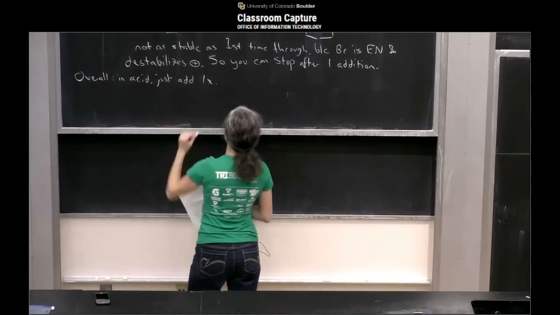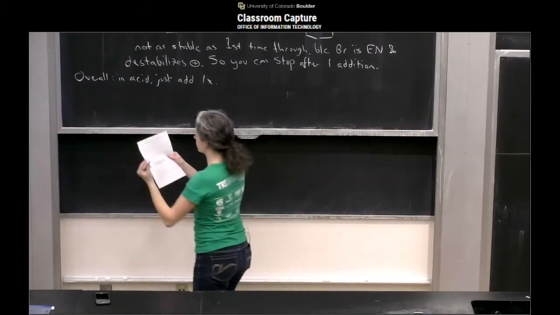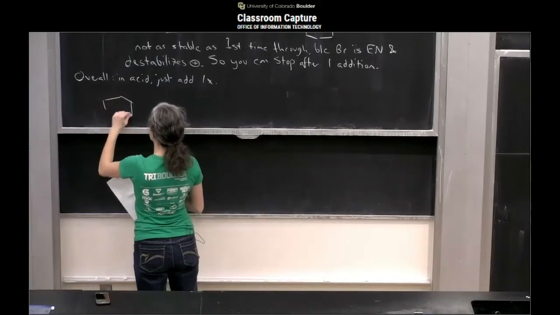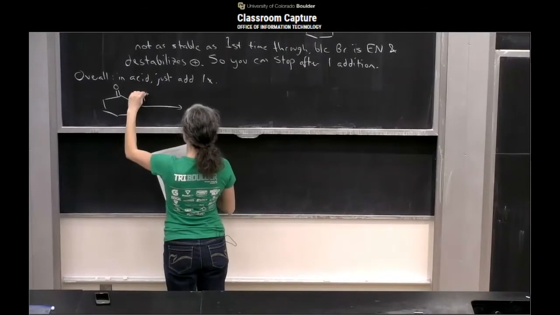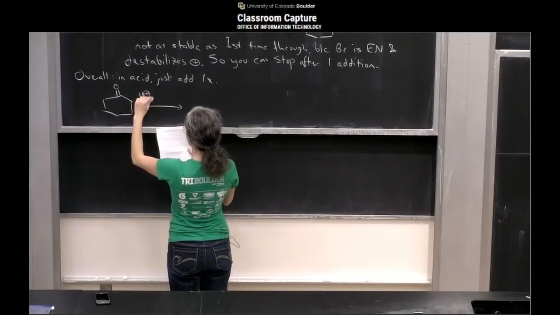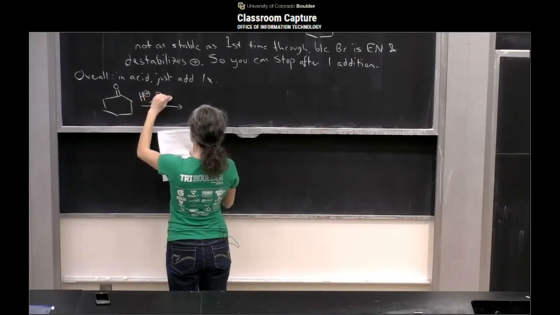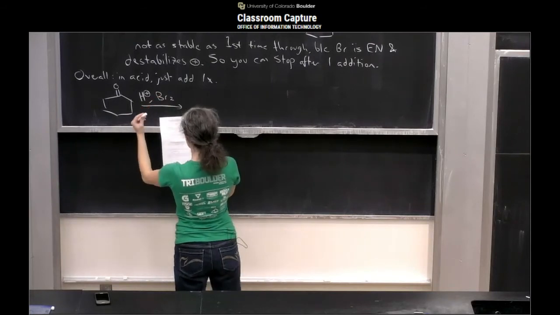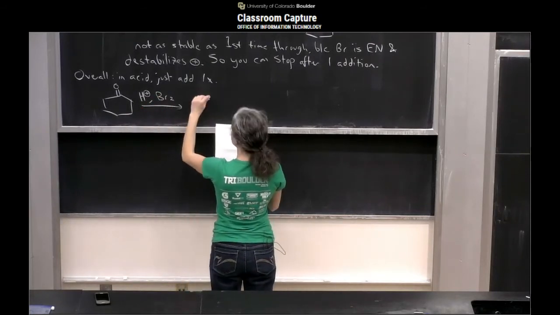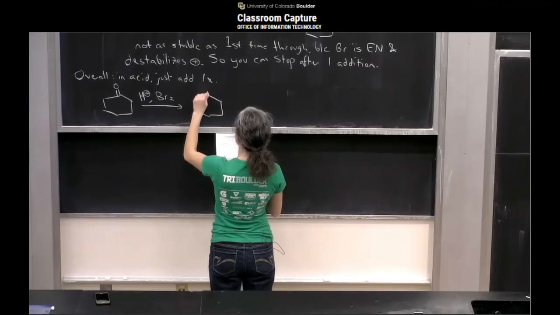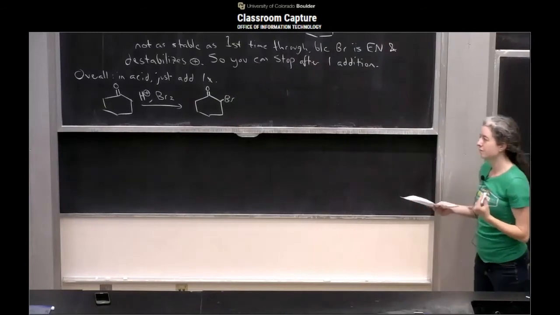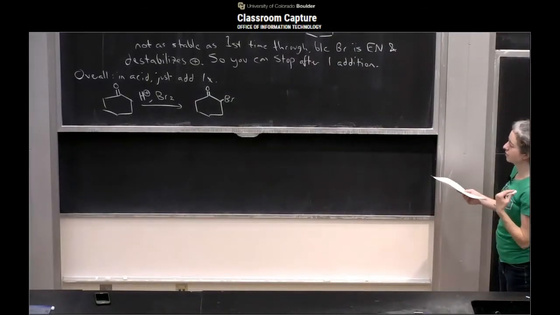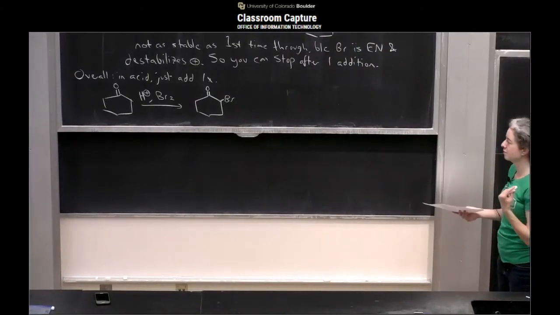Okay, so overall in acid, we're just going to add one time. So the overall reaction that we would show for this is H+ and Br2, and you're just going to add a single bromine on there. And you can force it to overbrominate, I think, under pretty harsh, long reaction times, but it's going to take some pushing.